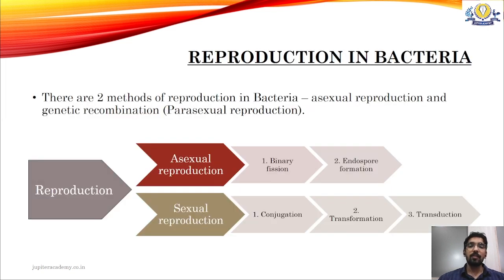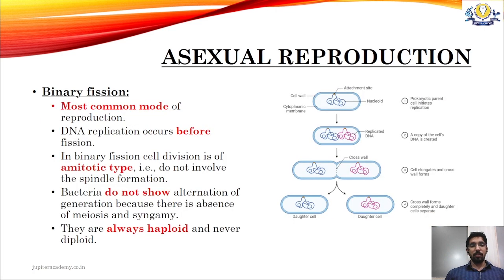Then we have reproduction in bacteria, which is the final topic for today. In bacteria, we see that there are two types of reproduction: asexual reproduction and parasexual reproduction. There is an absence of sexual reproduction in bacteria because there is no formation of gametes, or no fertilization of gametes. But a similar process is seen, and that is why sexual reproduction here is termed parasexual reproduction or genetic recombination. So let us look into each one of them.